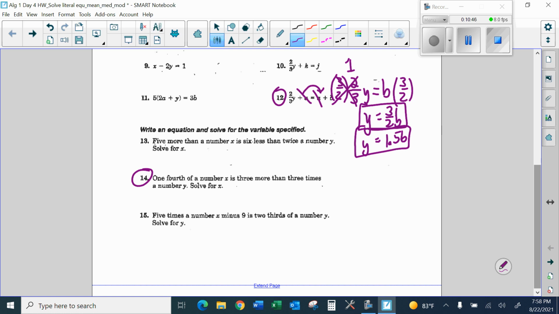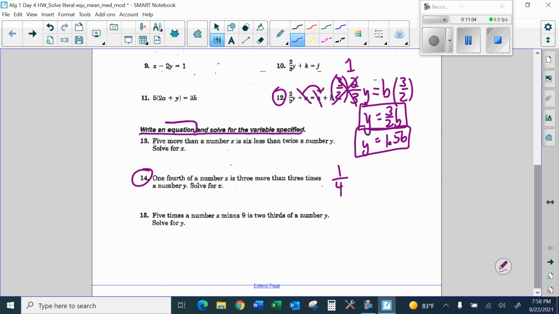14. 1/4. So you have to know what 1/4 is. This is changing words into algebraic equations and solving it. Notice this: write an equation and solve for the variable specified. So there's 2 things you're doing. You're writing an equation first, and then you're solving it.